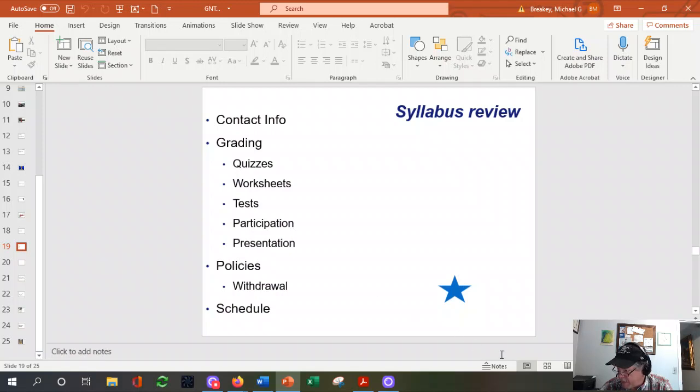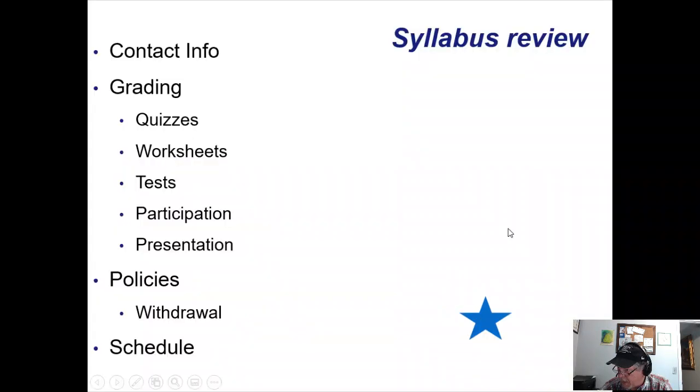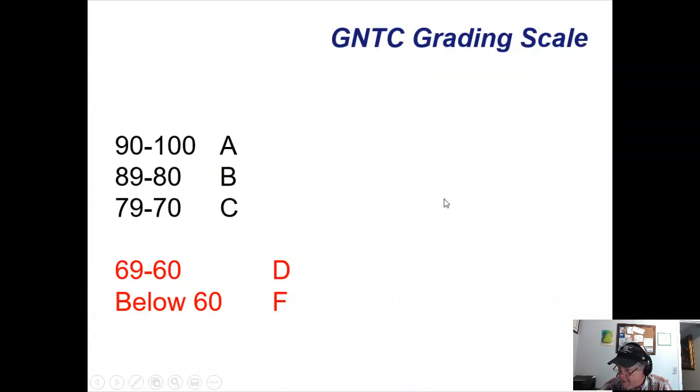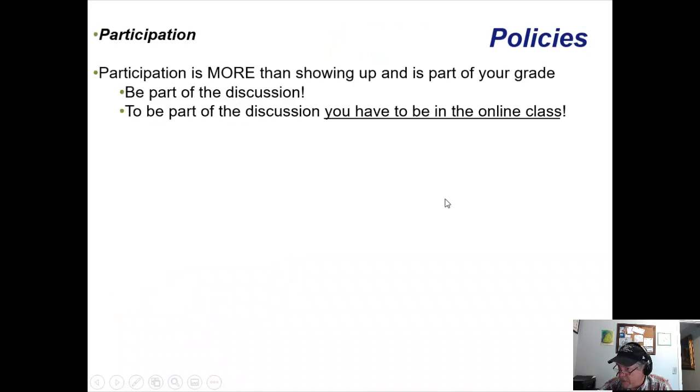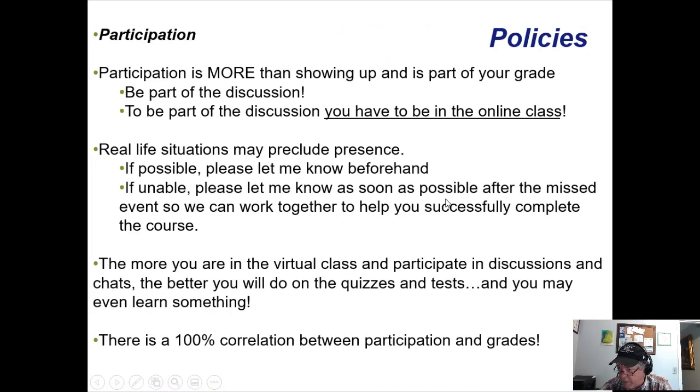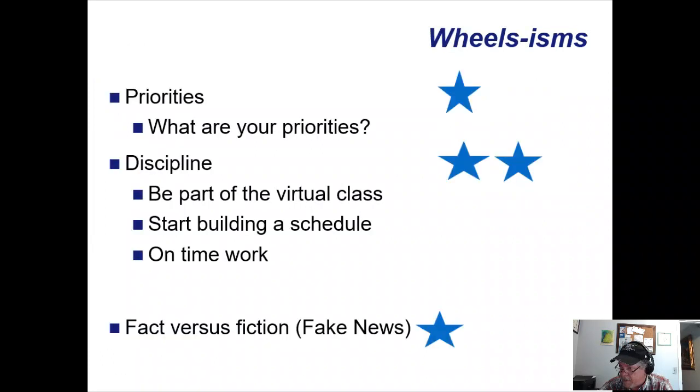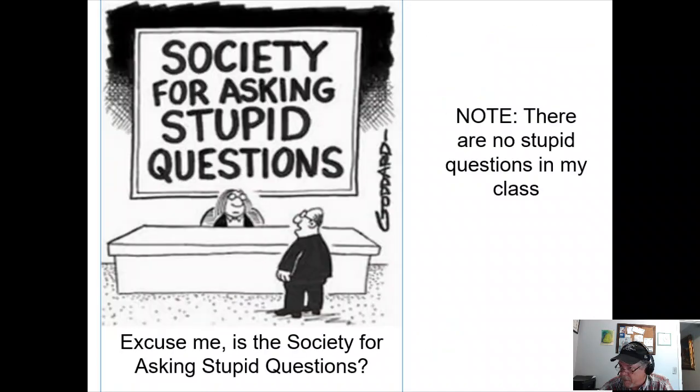Let's see what else I got here on the slides, and I want to just jump over to Blackboard and finish up with that. Right, talked about policies. Those are all in the syllabus, so I don't have to regurgitate those. But there's a 100% correlation, that last bullet, between participating and how you do in the class. And online means plugging into the class sometimes, watching the videos, looking at the slides, being part of the discussion in the chat. Right, get something out of this class. I will save this for probably the next video, talking about priorities and discipline.